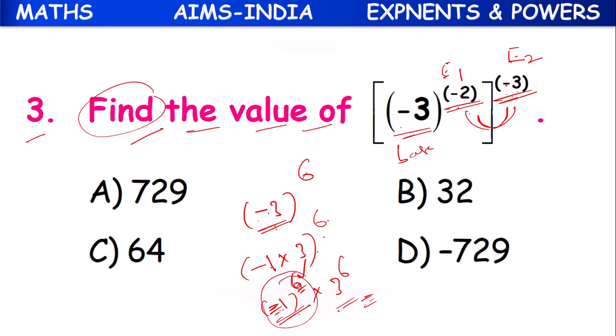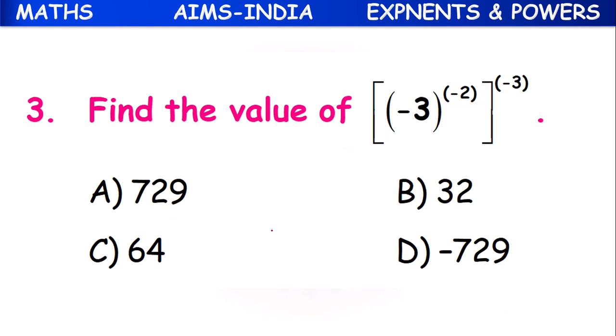Then we will be left with 3 power 6, which means 3 into 3 into 3, 6 times. 3 times 3 is 9, 9 times 3 is 27, 27 times 3 is 81, 81 times 3 is 243, into 3 is 729. So the answer is plus 729. Option A is the correct answer.